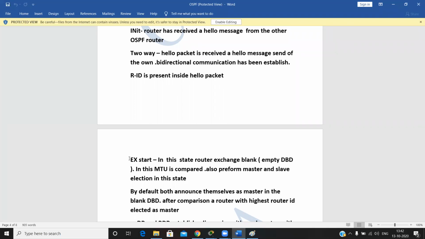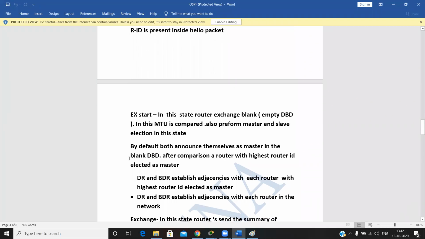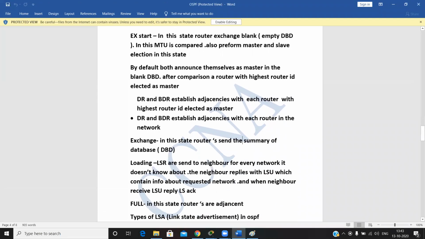Also, it performs the master and slave election. DR and BDR form adjacency with each router, and the router with the highest router ID is elected as the master. Okay, next is the exchange state. Exchange means in this state, the router sends the summary of its database. It means it sends the DBD packet.